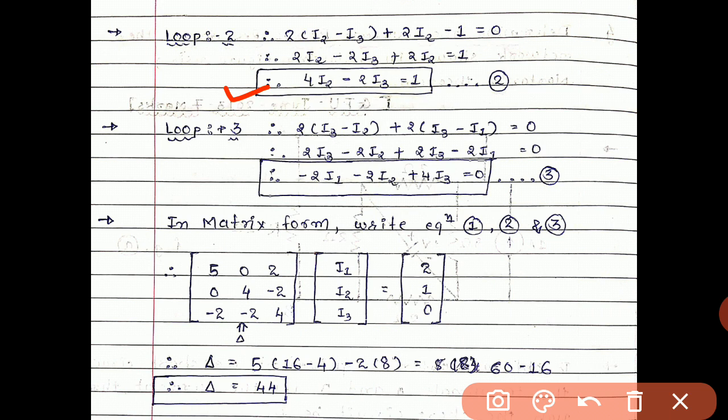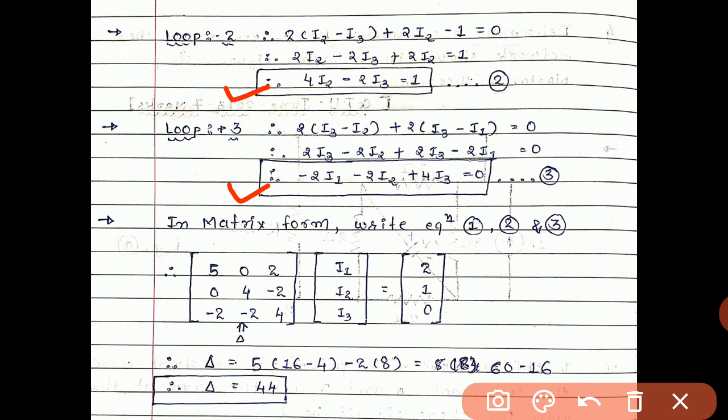Similarly, in loop 3 we apply KVL. We see that in loop 3 no source contributes, only the 2 ohm resistances are there. So 2 into (I3 minus I2) plus 2 into (I3 minus I1) equals 0. With further simplification we get minus 2I1 minus 2I2 plus 4I3 equals 0. Say it equation number 3.